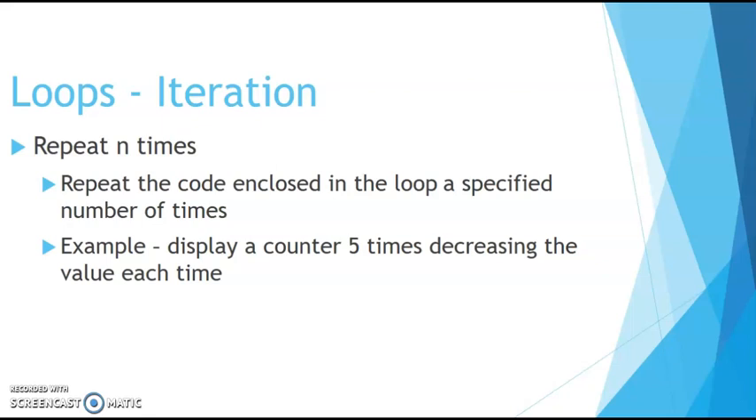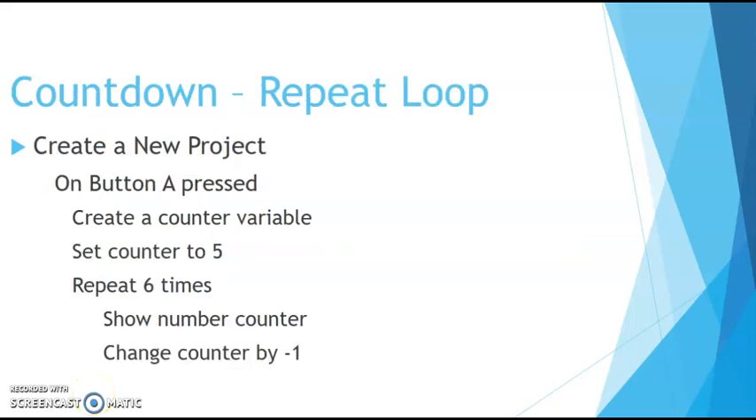4, and then you show the 4, and then you decrease it by 1 again to show 3, and then decrease it by 1 again to show 2, and then finally decrease it by 1 again to show 1, and then that's the end of your loop. And you can specify that it does it only 5 times.